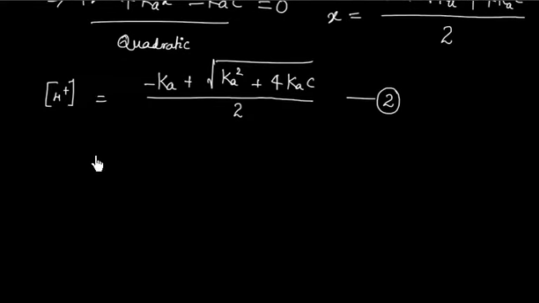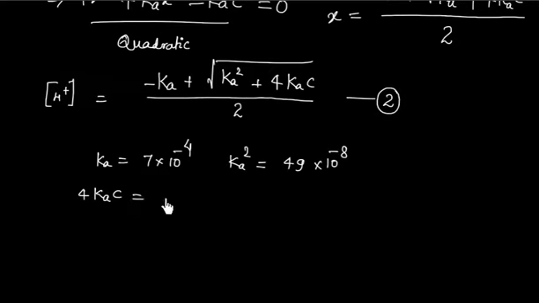First what we can do is, now you see Ka value is 7 into 10 to the power minus 4. What is the value of Ka square then? So Ka square is 7 into 7, 49, and 10 to the power minus 8. What is the value of 4 into Ka into C? So I can also calculate the value of 4KaC. 4 into 7 into 10 to the power minus 4, and C is only 0.1, so I will have 7 into 4, 28, into 10 to the power minus 5.